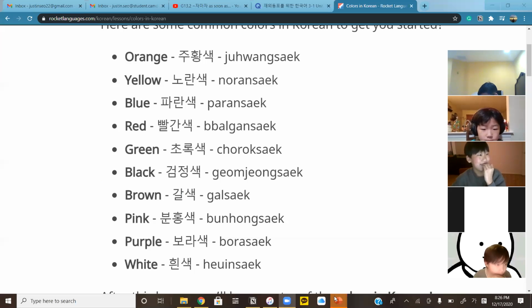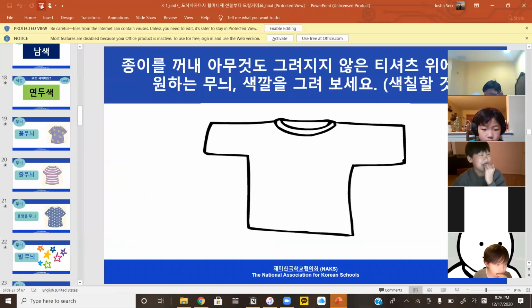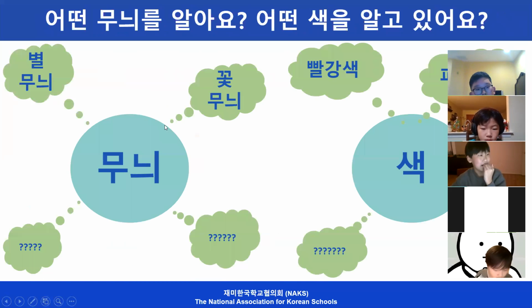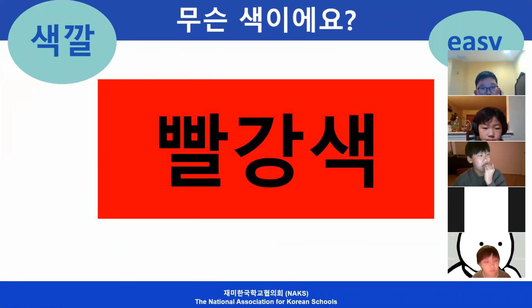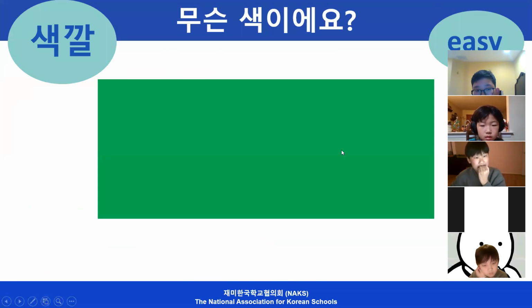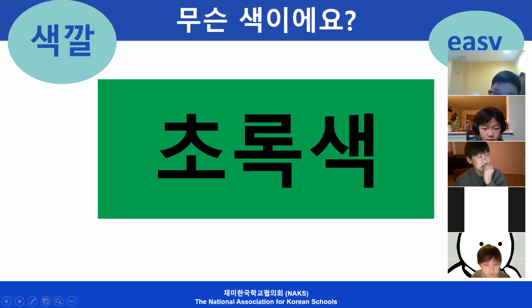Okay, so we're just gonna go to Unit 7, and just test out your color knowledge. Oh, okay. Well, you already did that. What is this color? Anyone want to answer? Pretty simple. Okay, cool, Leon. Go ahead. 노란색. Oh, next one. This is an easy color. What is green? Ryan, what is green? 초록색. 초록색.